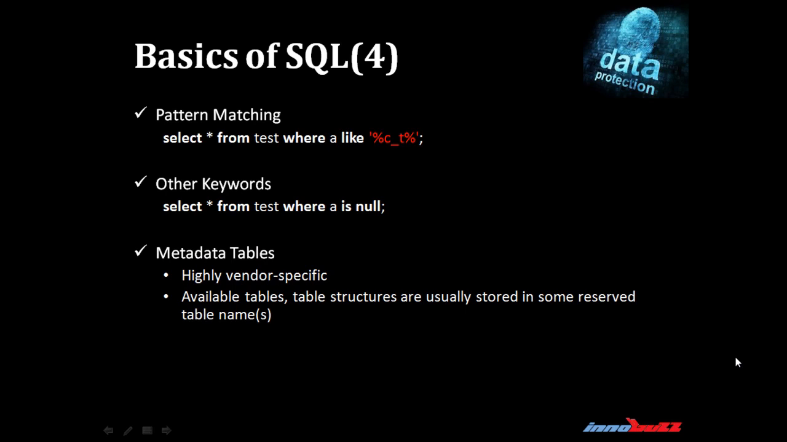For specifying a pattern and querying data which matches it, the condition that should be specified here is as like '%c_t%', where c_t denotes the pattern which is to be searched. Some keywords such as null can also be used as values in the conditions in where clause to query relevant data. Apart from this, metadata tables store information about the database. They are highly vendor specific and are denoted by reserved table names.